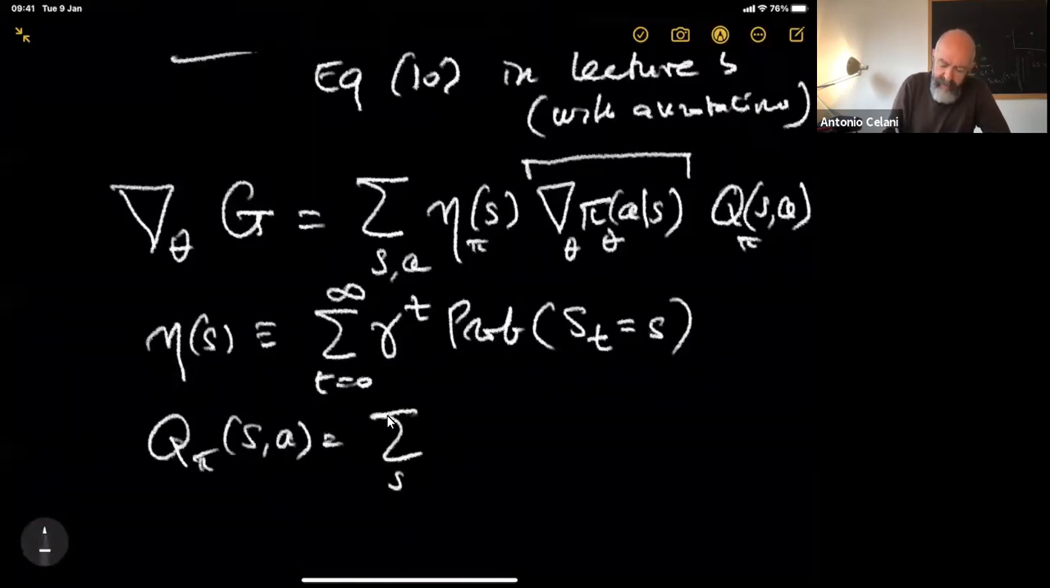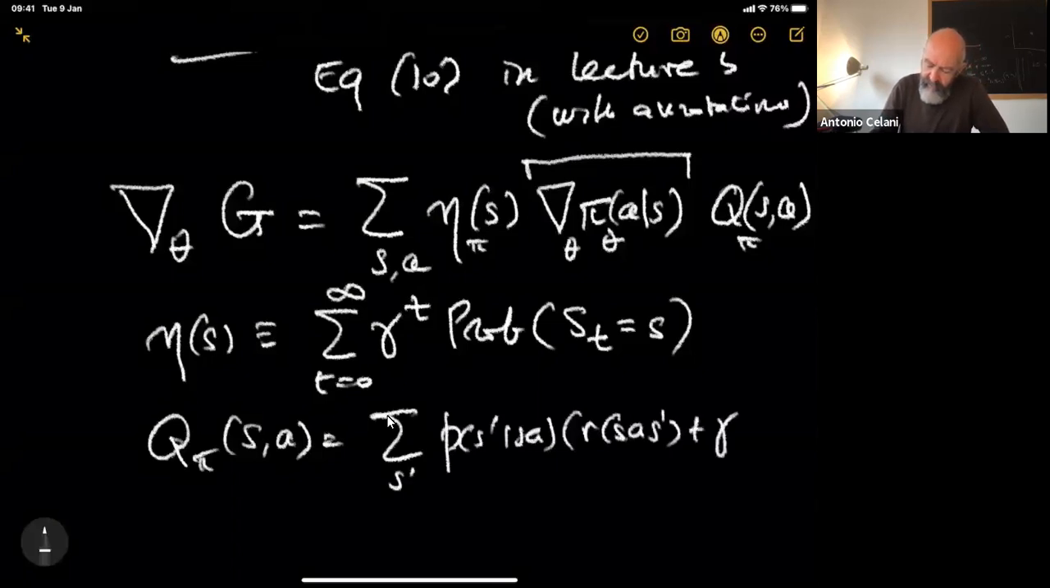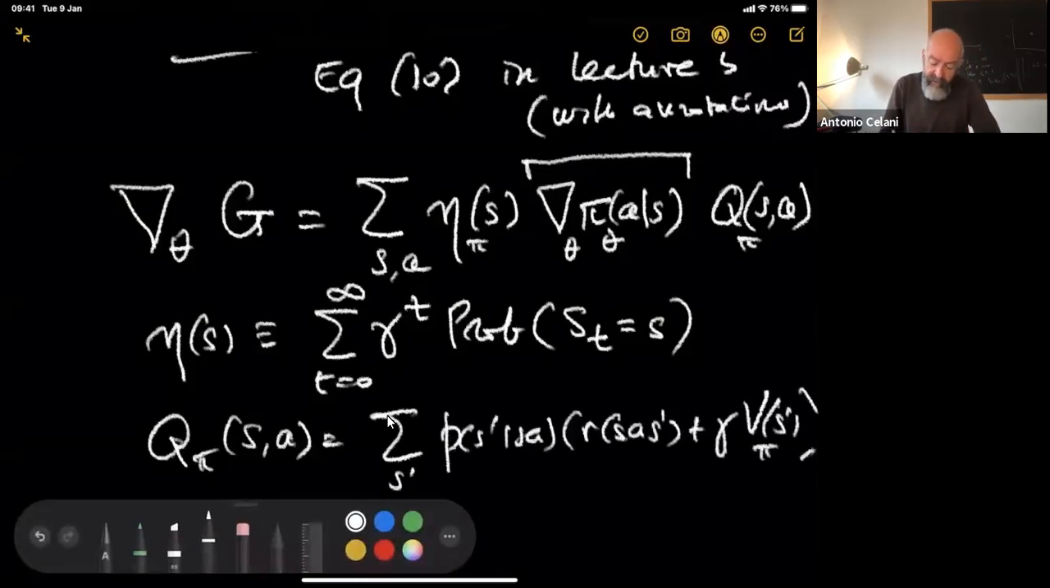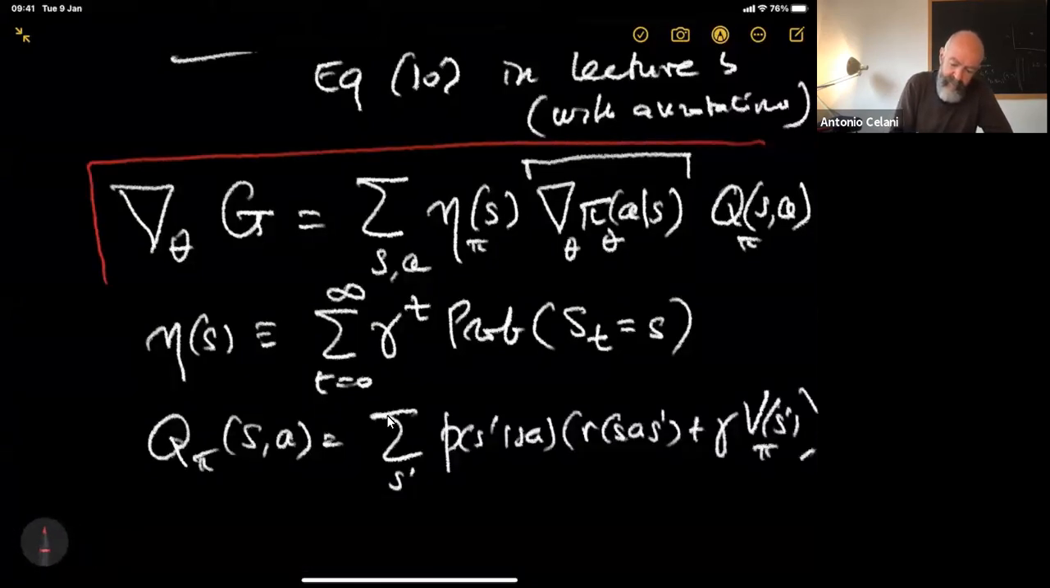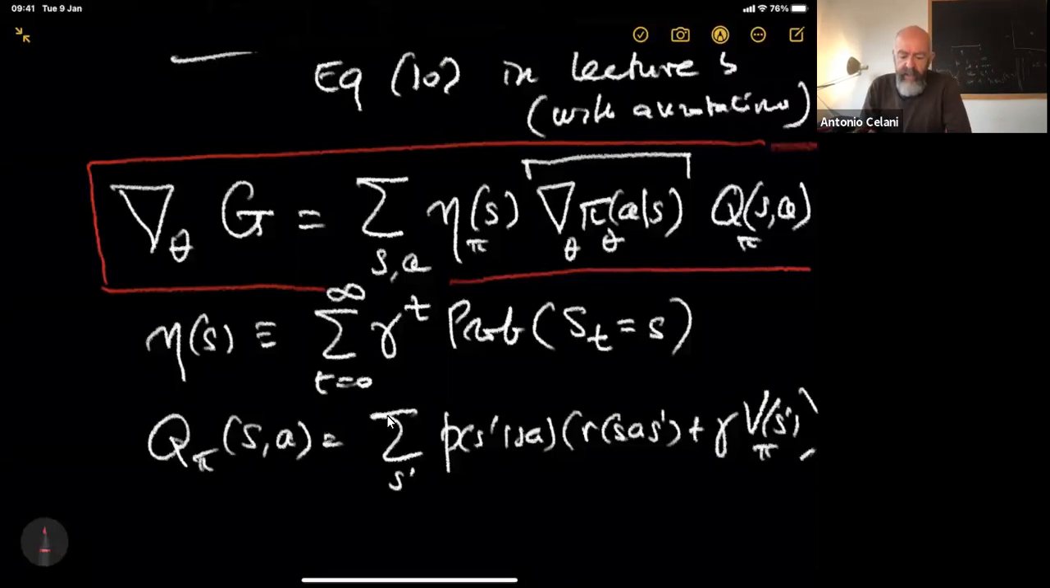Okay, so this is its definition, and as always, the value function is defined through this expression that we have written an inordinate number of times. Again, the value here depends on the policy. All right, so this is our first important result. This is the policy gradient theorem.